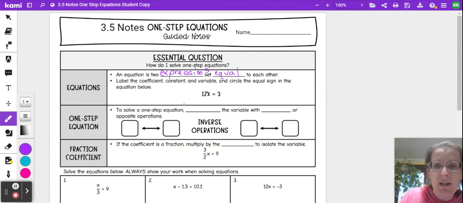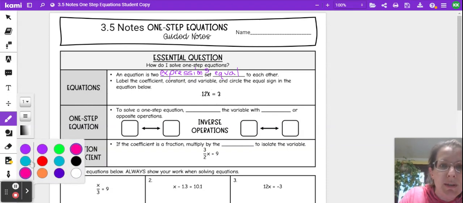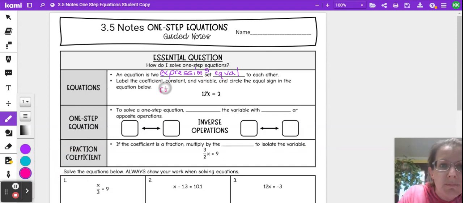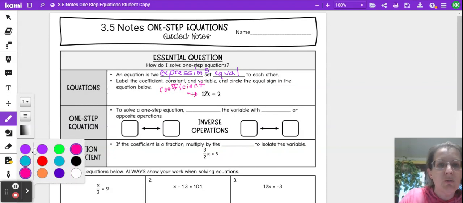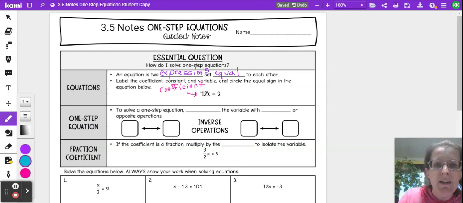So here's an example of an equation, and we need to label the coefficient, the constant, the variable, and then circle the equal sign. So this has one term on the left and one term on the right. Remember the coefficient. The coefficient is the number that is multiplied by the variable. So in this question, the coefficient is 12. The variable is the letter that takes the place of the number.